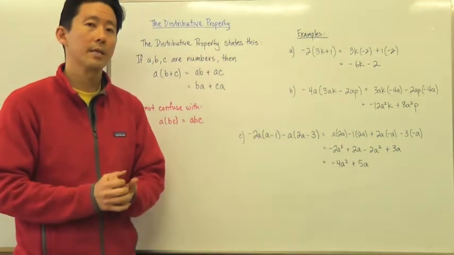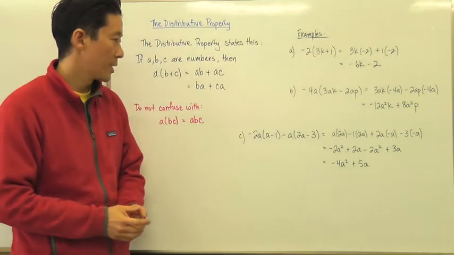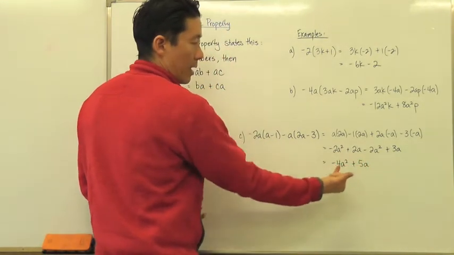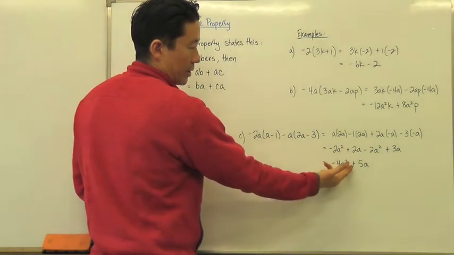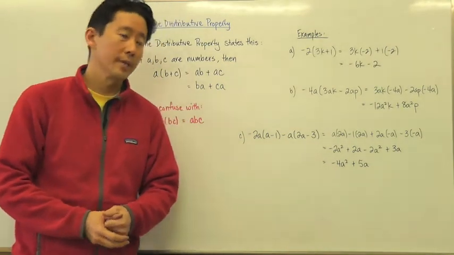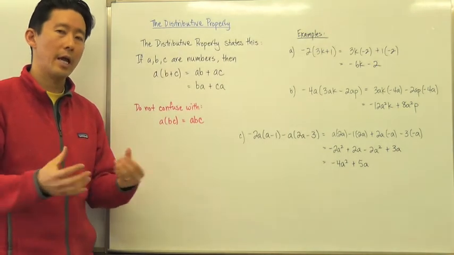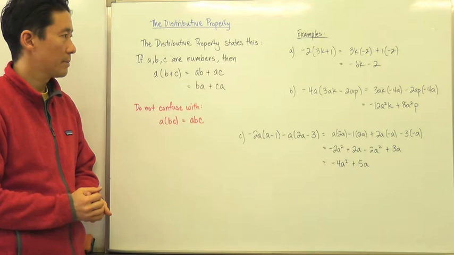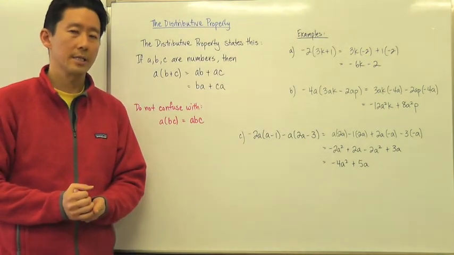But remember when we said that if we want to simplify expressions, we should always combine like terms. And in this case, we have like terms. This is a like term with this term. This is a like term with that term. And so notice what I come out with is negative 4a squared plus 5a. So there you go. That's how we use the distributive property to simplify algebraic expressions. So we'll take a look at more examples in class the next time that we meet.